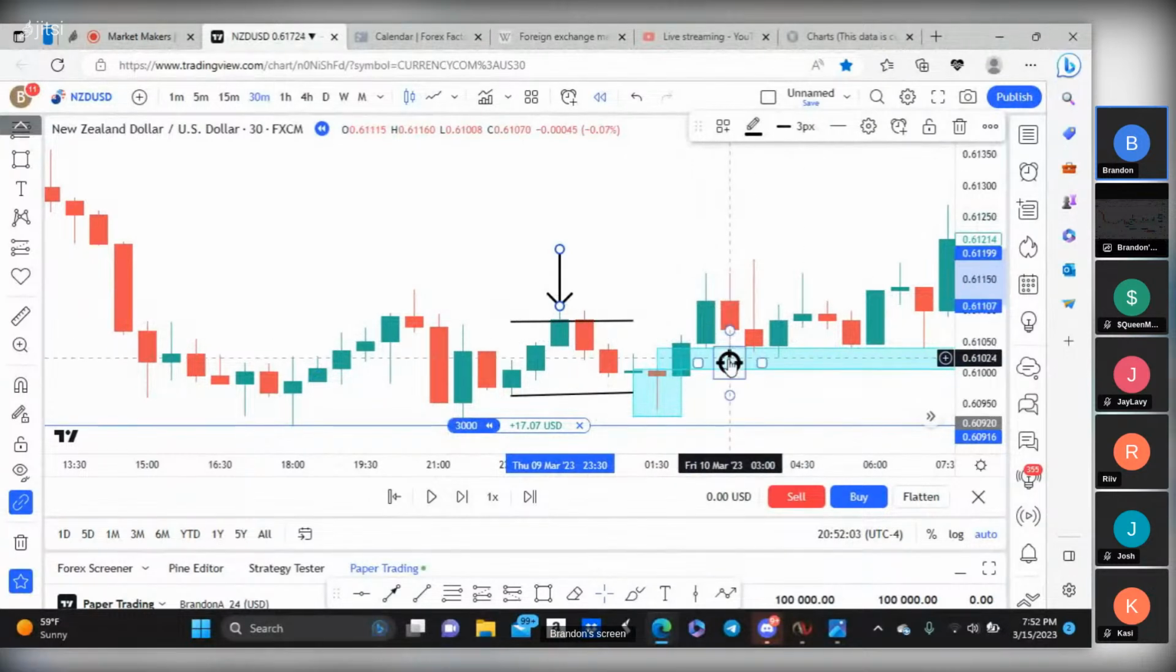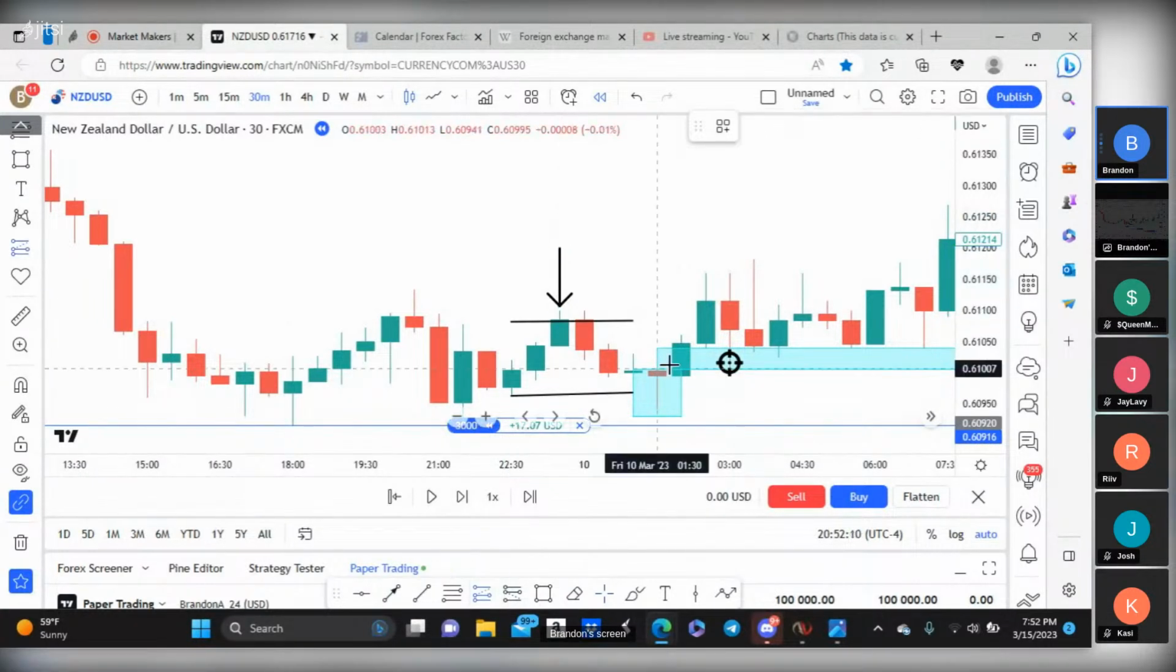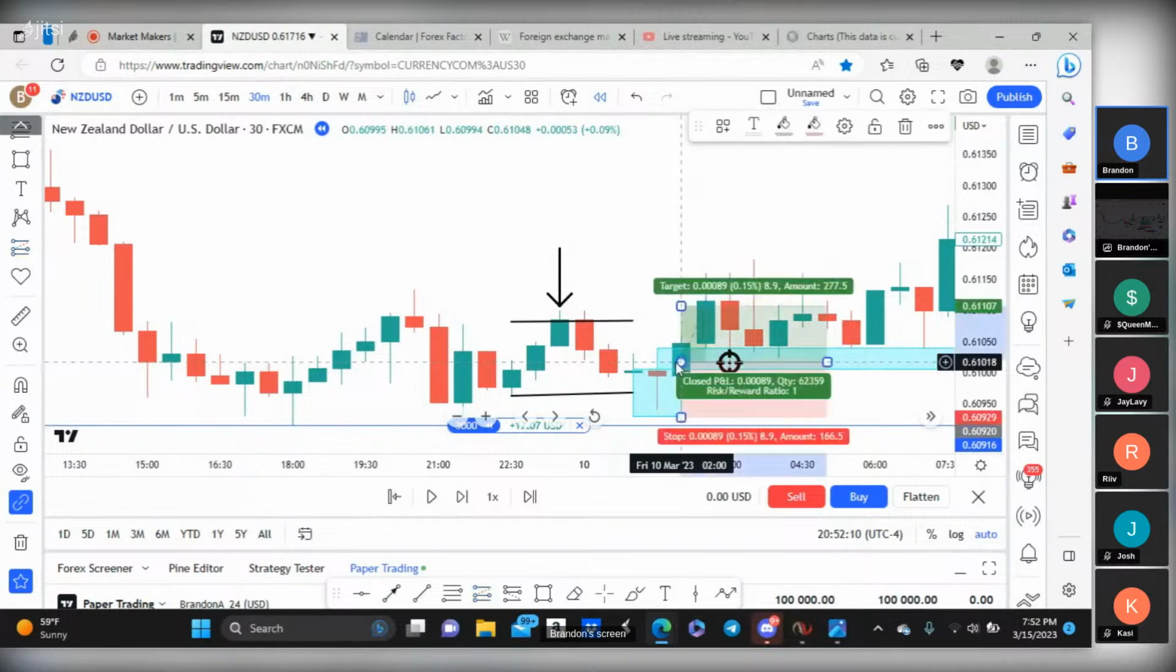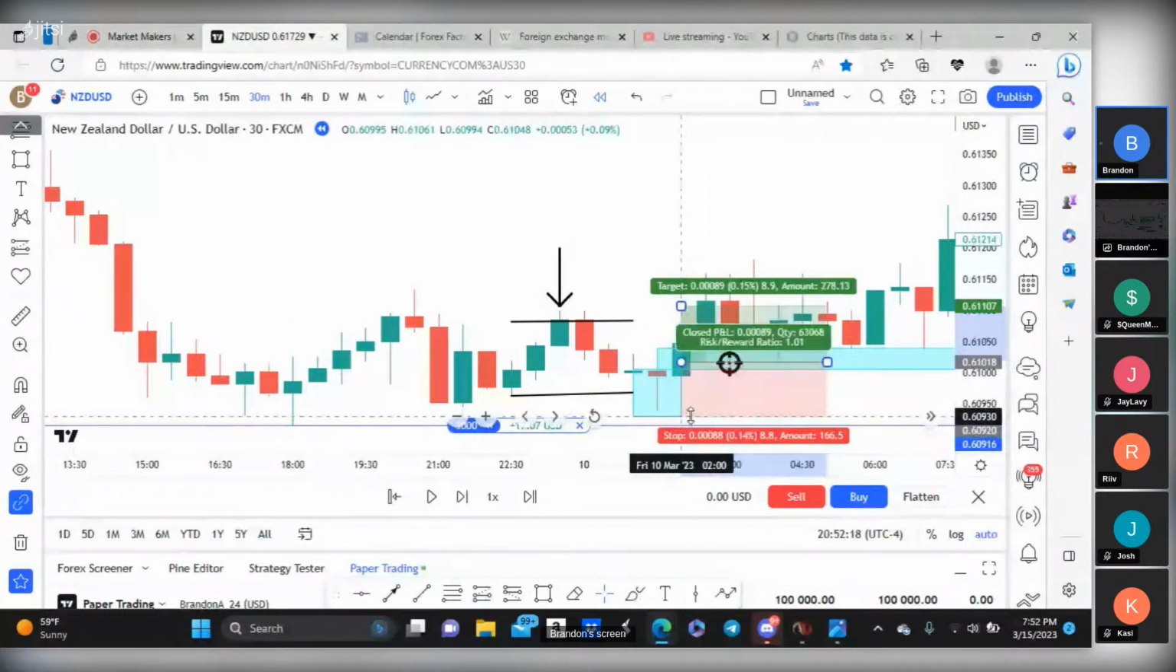Price traded back to it for that retest. You get your entry right here. Your stop loss has got to be right below the little low. Keep in mind we're on a smaller time frame, so you want to give it some space. But let's just say we put it right here, this little wick, that's like an 8 point SL.